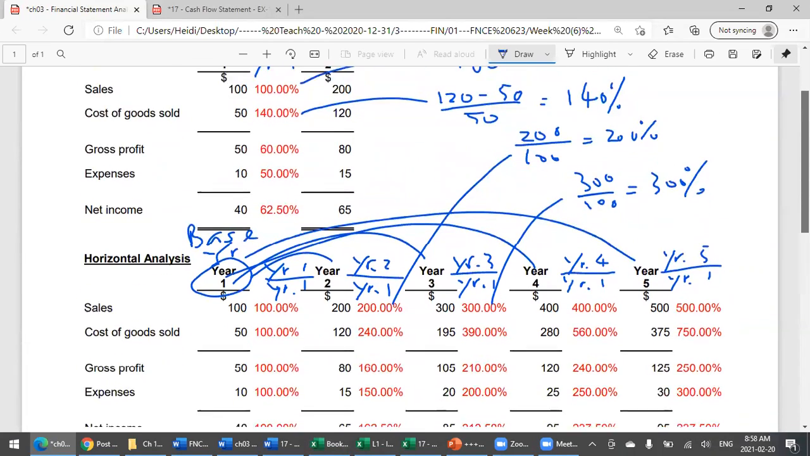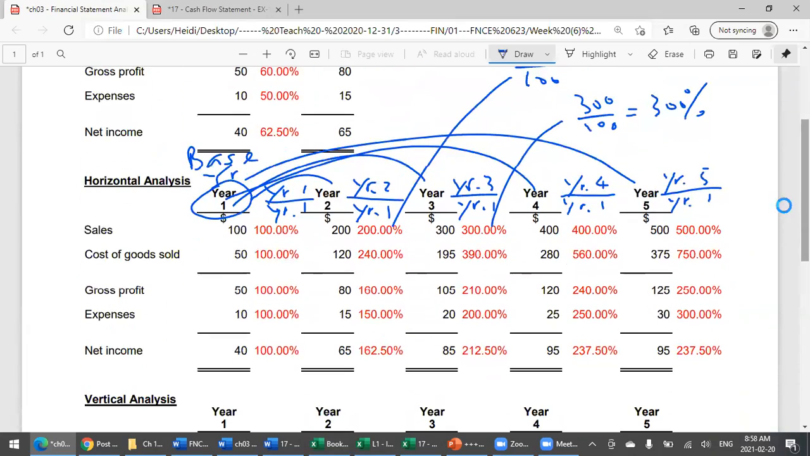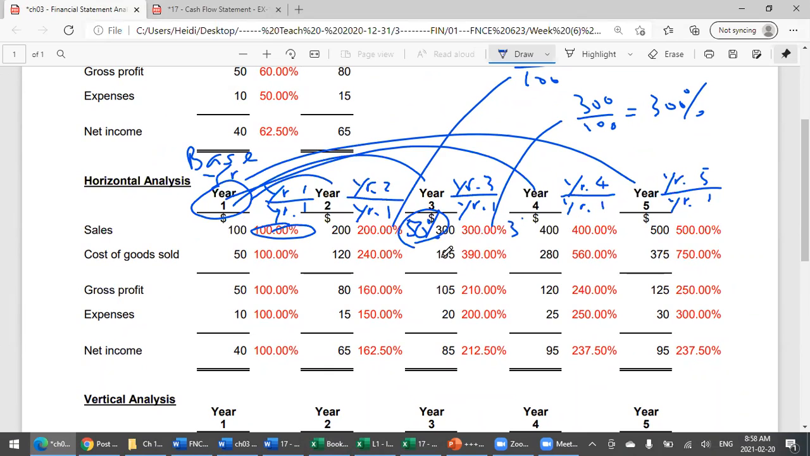Now, your analysis will be distorted because, if you do the same thing like here, 200 minus 100 divided by 100 is 100%. Here, 300 minus 200 divided by 200 is 50%. 400 minus 300 divided by 300 is 33%. And 500 minus 400 divided by 400 is 25%.